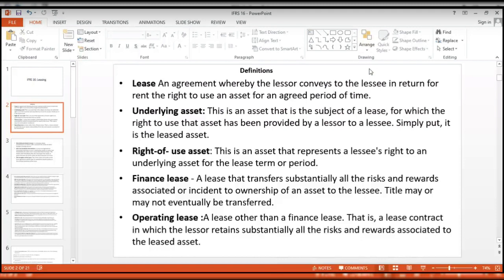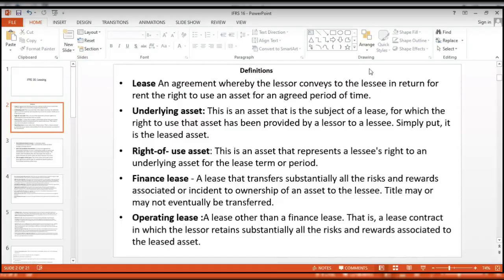Now, I was trying to explain it earlier, finance lease and operating lease. It is a lease that transfers substantially all the risks and rewards associated or incident to ownership of an asset to the lessee. The lessee takes charge of the asset and almost substantially all the risk and reward comes to him. Title may or may not eventually be transferred because he may not be the one to own it eventually.